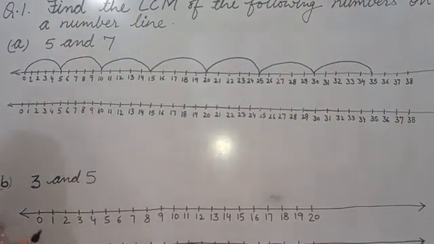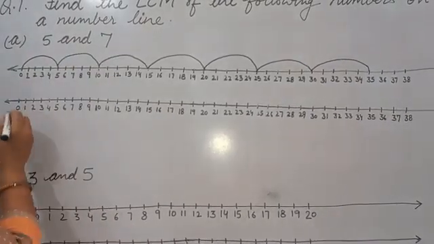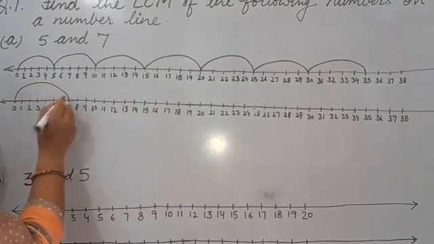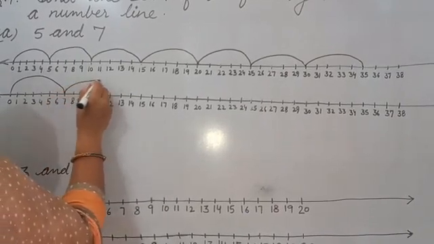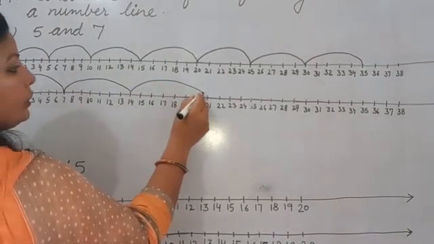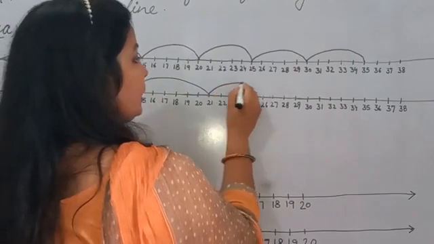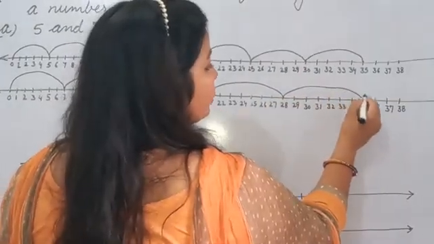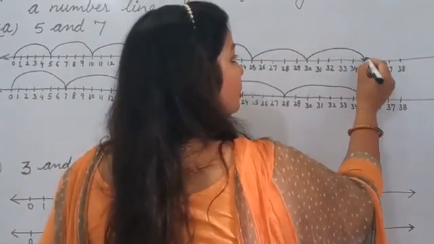Okay. Next is, now we will take on second line multiples of 7. So let me start from 0. Then we will take on 7. 7 ones are 7. Then 7 2s are 14. Then 7 3s are 21. Then 7 4s are 28. Then 7 5s are 35. So 35 is common in both. So here we get the common.